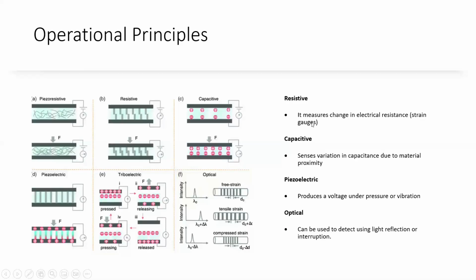So here we can see the operational principle of it all. The sensors operate in various forms. In terms of resistive, it measures changes in electrical resistance, that is for pressure type, like in terms of strain gauge. And then we have capacitive. That's the operational principle of which.